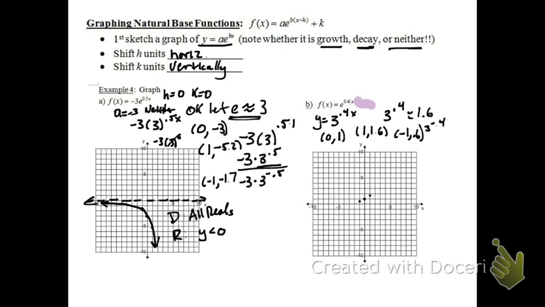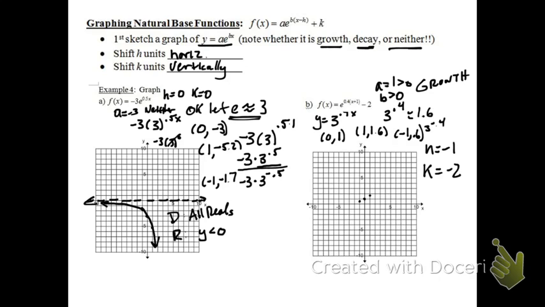Now, again, if we only look at that parent function, our a value is 1, which is bigger than 0, and my b value is also greater than 0, which means this is going to be growth. This is an exponential growth function, and that matches how my points are going. They're going upwards. However, I don't want to just stop my problem right now. We have to shift things around. My h value in this problem is negative 1, and my k value is negative 2. And hopefully by now you know that means move everything to the left 1 and down 2.